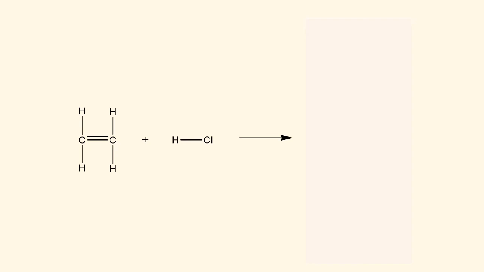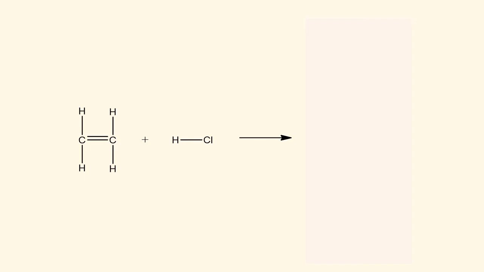So here we have an example where instead of adding a diatomic molecule where each atom is the same, like hydrogen or bromine, we are adding hydrogen chloride. And just as before, what happens is that the hydrogen will bond to one of the carbons and the chlorine will bond to the other.